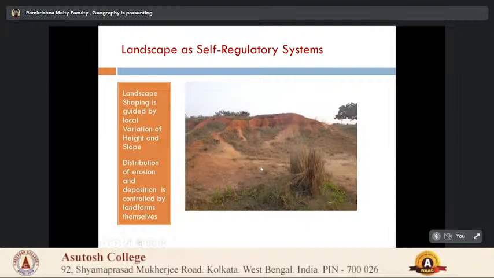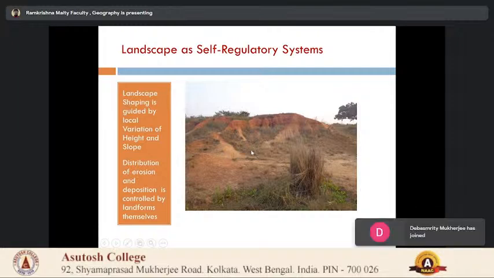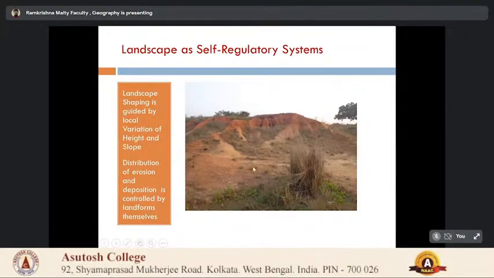If we see the landscape, here the height is maximum and slope is steep. So there is erosion over here. And over here, as the height is less and slope is moderate, there is only transportation. And at its bottom, there is much deposition due to much lowering of height and slope. So there is deposition here, transportation over here, and erosion over here. So the evolution or change of this landscape is regulated by the character of this landscape only. Landscape shaping is guided by the local variation of height and slope.